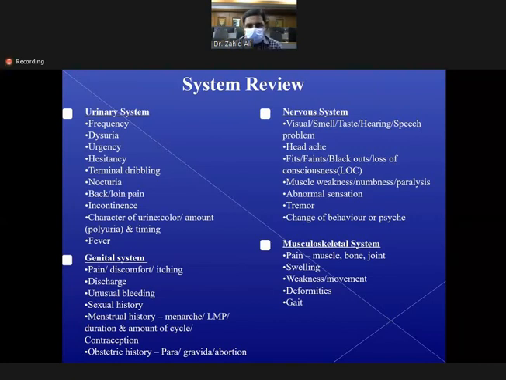Then nervous system: visual, smell, taste, hearing, and speech should be sought out. And in the nervous system, one should ask about headache, whether this is associated with fits, or whether the patient becomes unconscious, any blackouts, loss of consciousness, muscle weakness, numbness, paralysis, abnormal sensation, tremors, change of behavior or psyche. All this should be sought out.